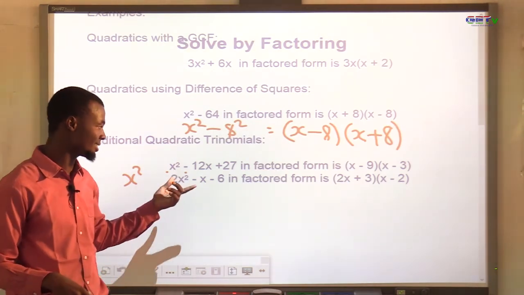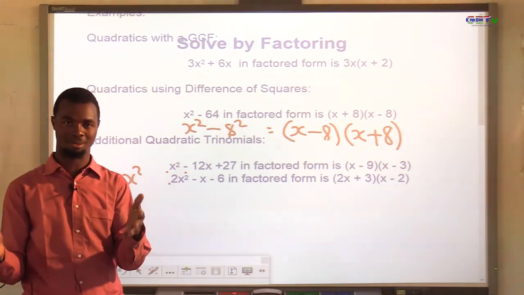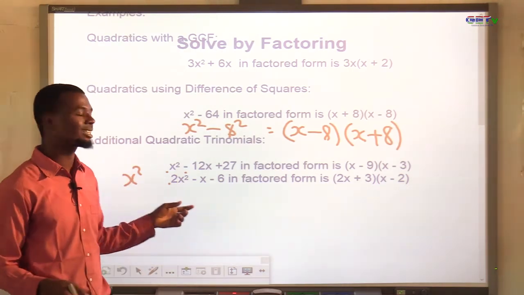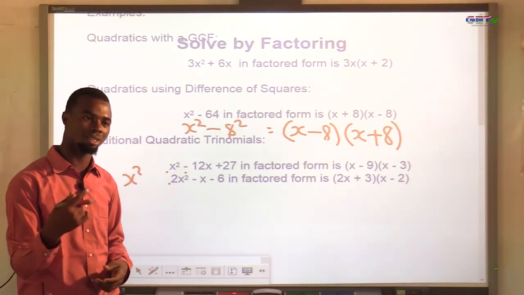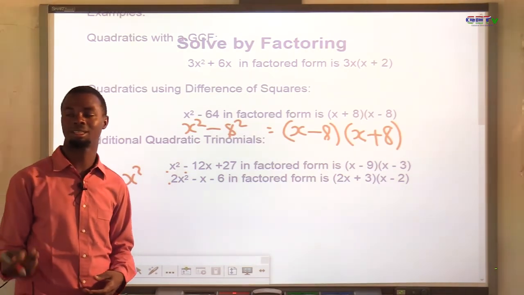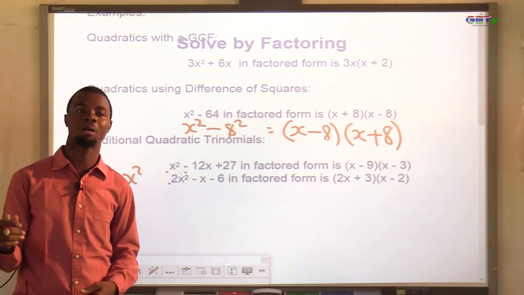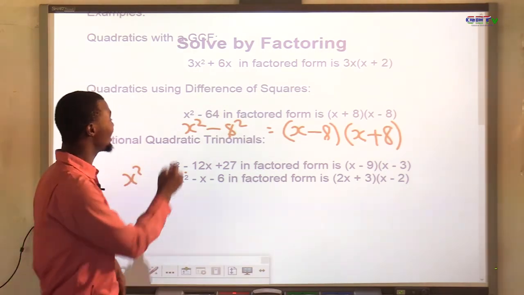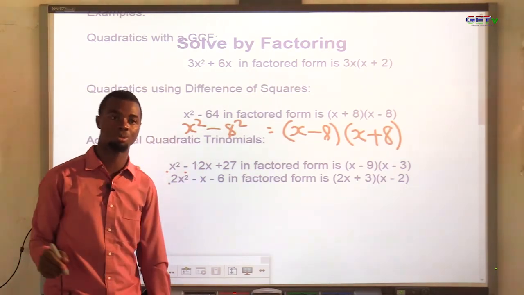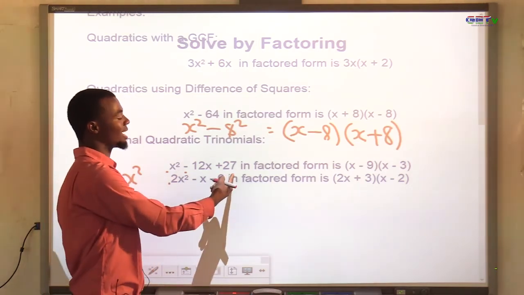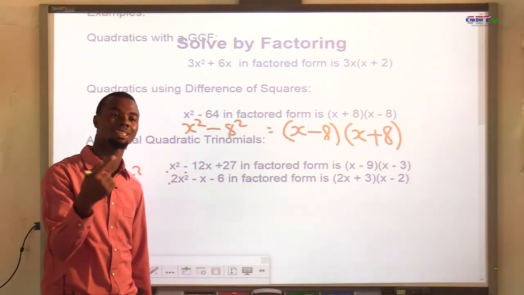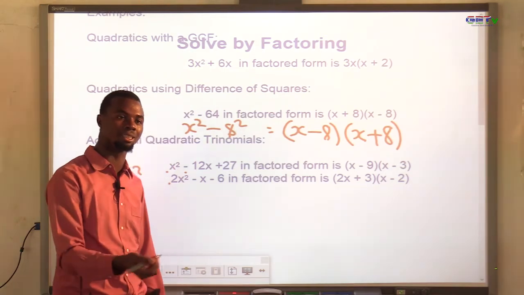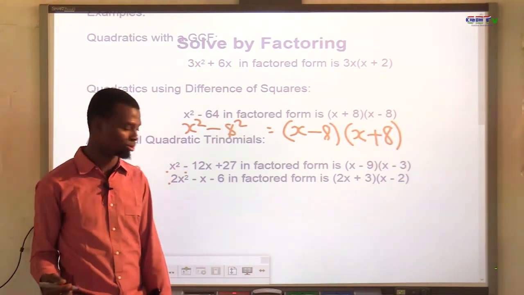Trinomials, as I said, is an expression with 3 terms. Quadratic, it has to have the form of ax squared. The variable must have a power of 2. And the a, as we explained before, cannot be 0. So we have these 3 terms, and we call it trinomials. So why do we call it quadratic trinomials? Because the variable has a power of 2.